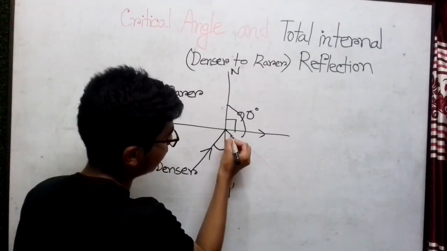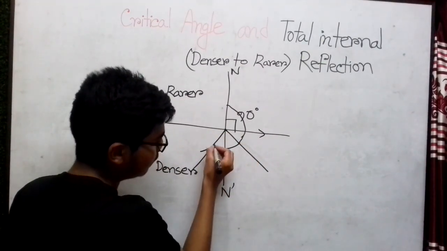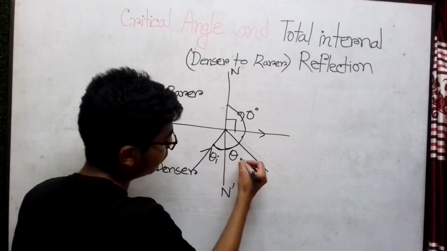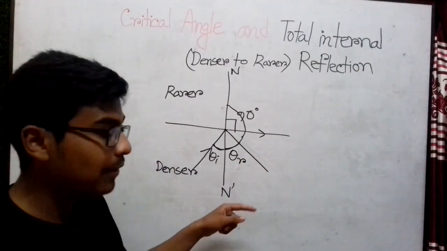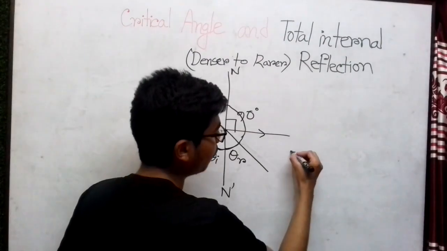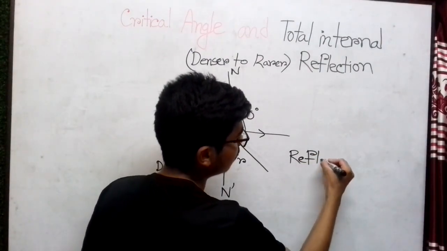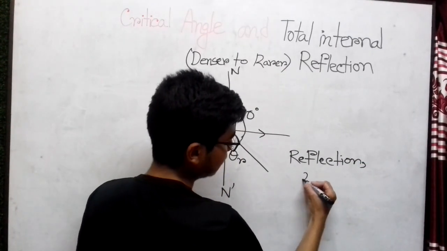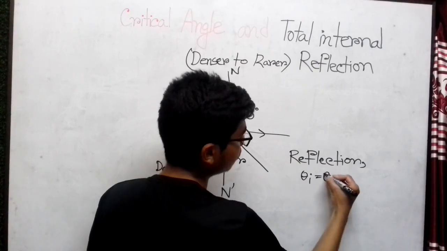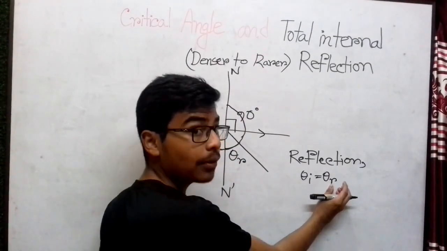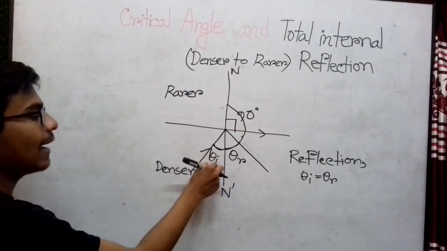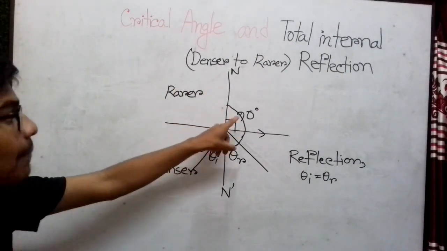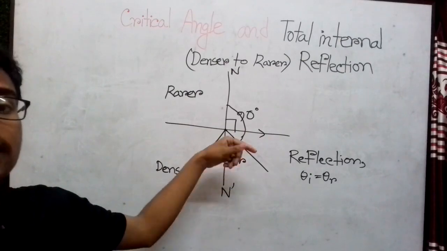If I draw the figure correctly, this angle equals this angle. That means this is the angle of incidence and this is the angle of reflection. This is reflection. We know in the rule of reflection, for reflection, angle of incidence theta I equals theta r. That means angle of incidence equals angle of reflection. So here also the angle of incidence equals the angle of reflection. That means when the refracted ray becomes more than 90 degrees, then total internal reflection will happen.